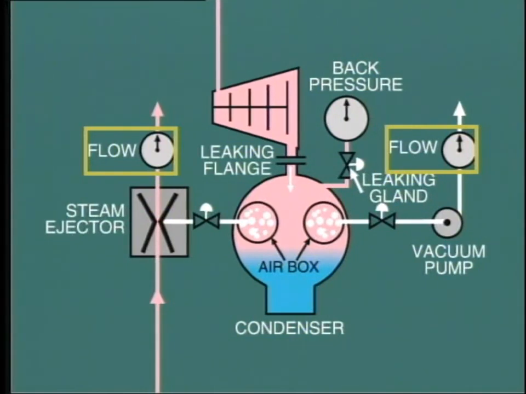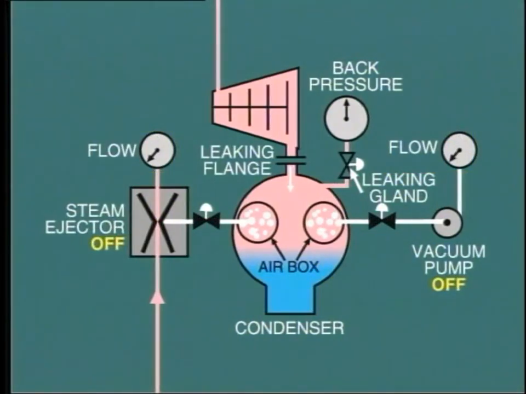In fact, a good test of this during operation is to shut down the vacuum pump or steam ejector and observe the rate at which the back pressure increases. This should be quite slow, say 1 inch of mercury in about 30 minutes.